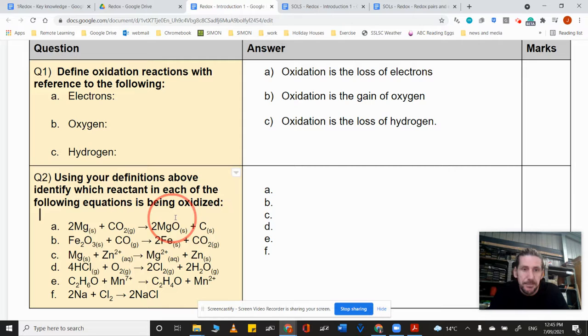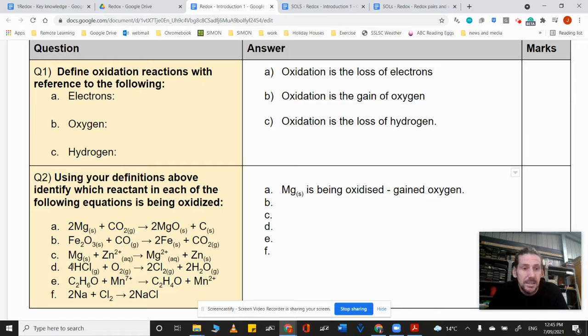The first question here, what have we got here? So we have magnesium solid reacting with carbon dioxide, and that's forming magnesium oxide and carbon solid. The thing that's going to be oxidized here, just by looking at it, you can see that the magnesium has gained the oxygen. What that means is, by this definition here, it is being oxidized. So magnesium solid is being oxidized as it has gained oxygen. That's how you would understand that this is actually being oxidized.